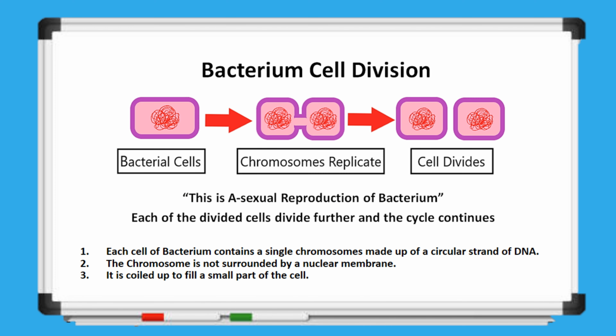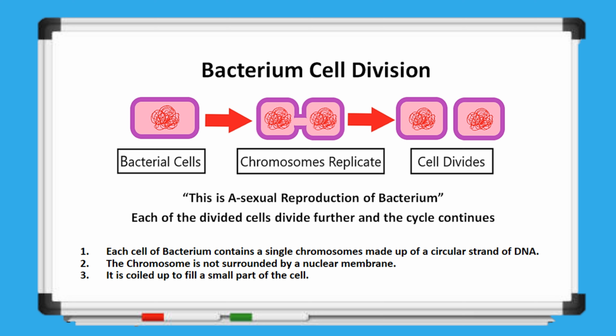Moving on to the division of a bacterial cell. Binary fission is the primary method of asexual reproduction in bacteria, beginning with a single bacterial cell. The process starts when the cell's circular chromosome replicates, producing two identical copies. The cell then divides into two daughter cells, each receiving one copy of the replicated chromosome. This cycle repeats, causing exponential growth of the bacterial population.